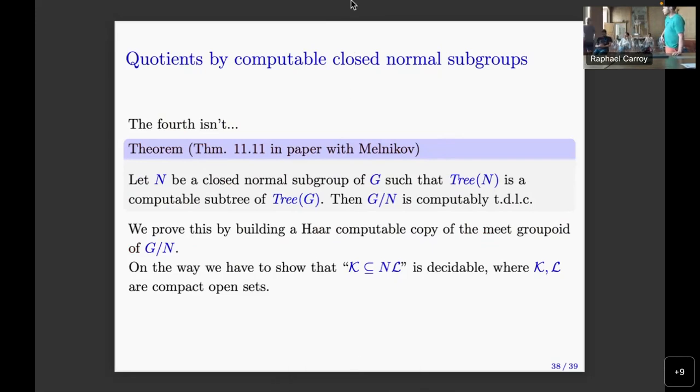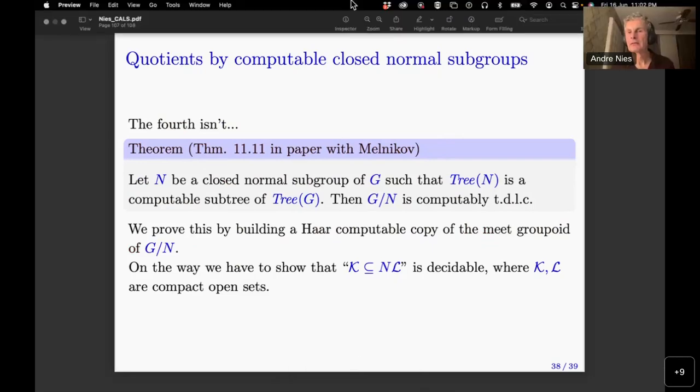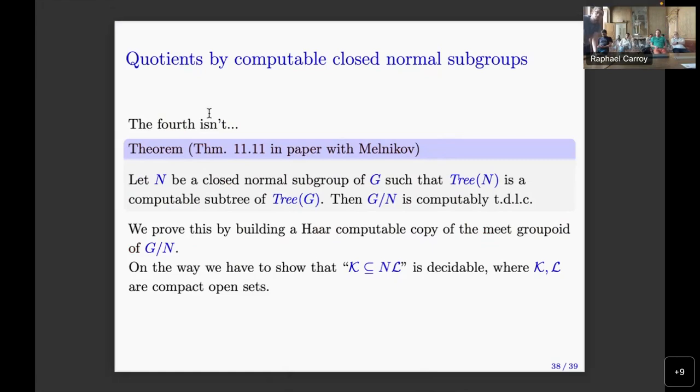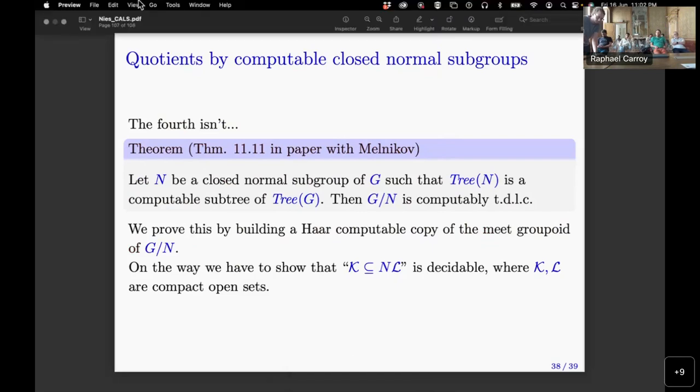I should stop sharing. Can you give an idea of what the group showing that there is one which has a non-computable scale function is? I wish I had my whiteboard here too. Unfortunately, I don't have that.